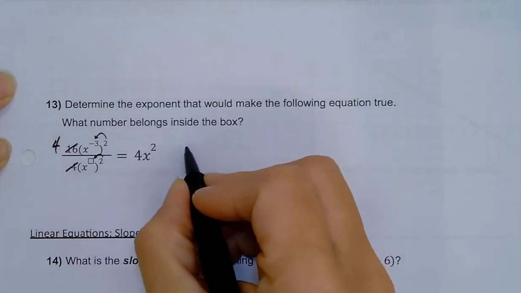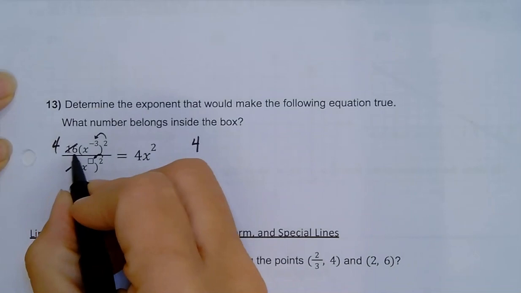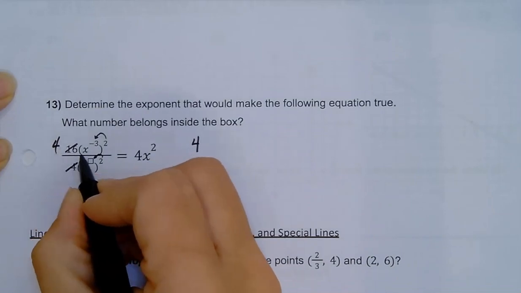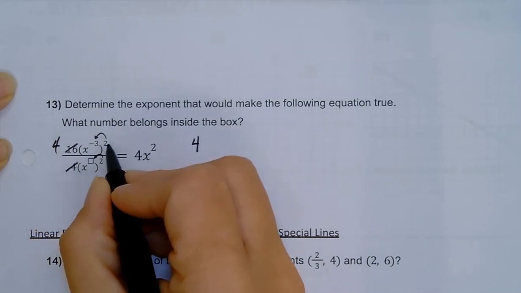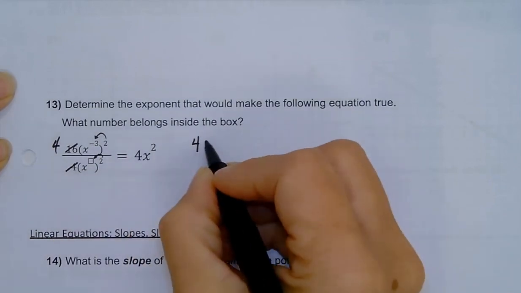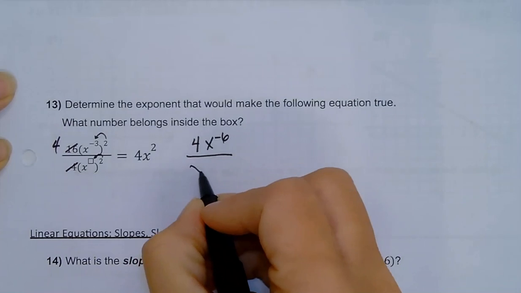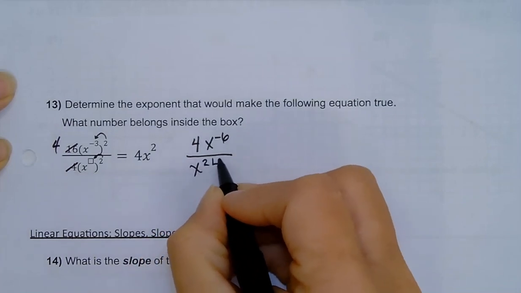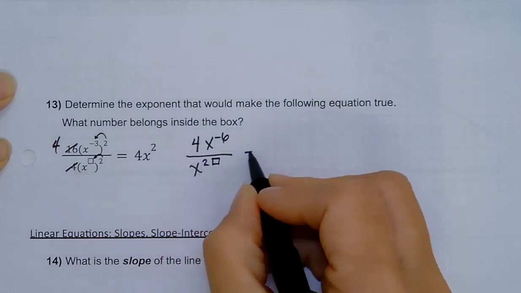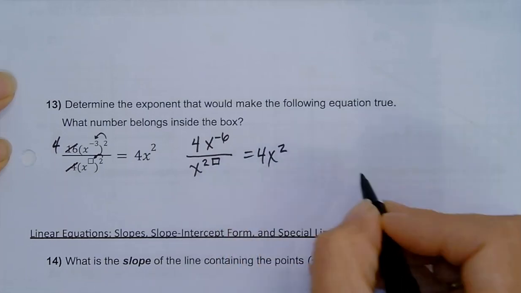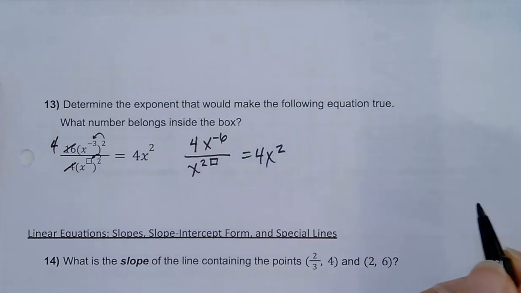I was left with 4, because 16 divided by 4 is 4. And I have x to the negative 3 squared. So I'm now going to say that that is x to the negative 6, and it's all over x to the 2 times a box. That's our variable. This equals 4x squared. Okay, let's go ahead and keep working here.